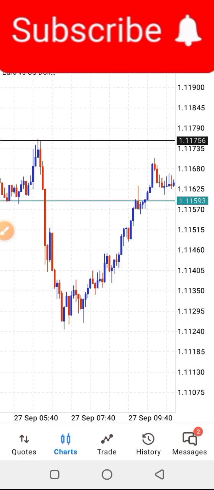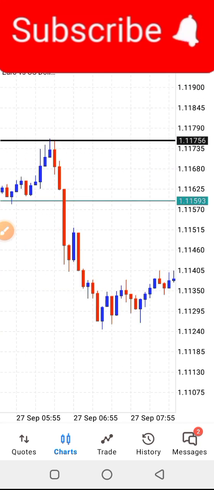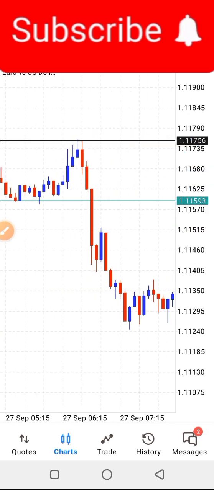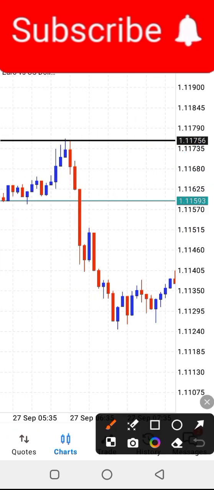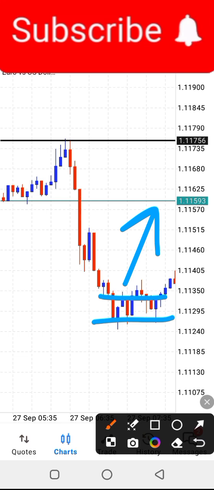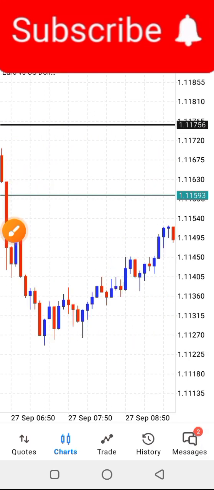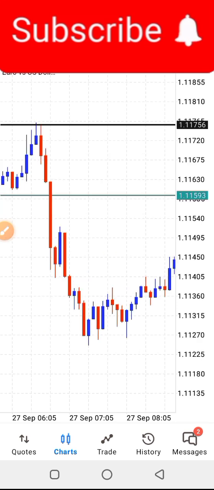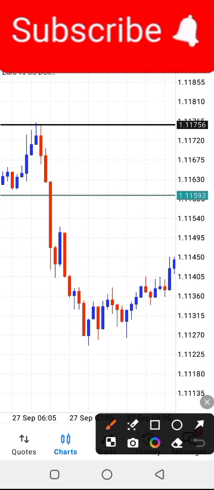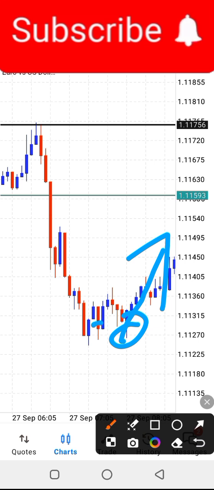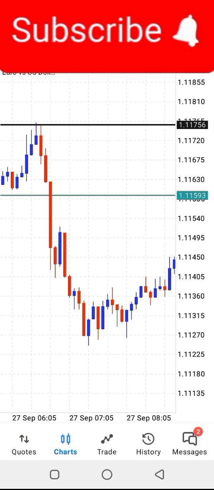Let me zoom out a bit. Let's say I entered my trade somewhere here, in order to move in the upward direction. You can see there's a bullish break of structure down there, then price came back and retested this level, then started pushing in the upward direction. Let's say this is where I entered my first trade, this level.